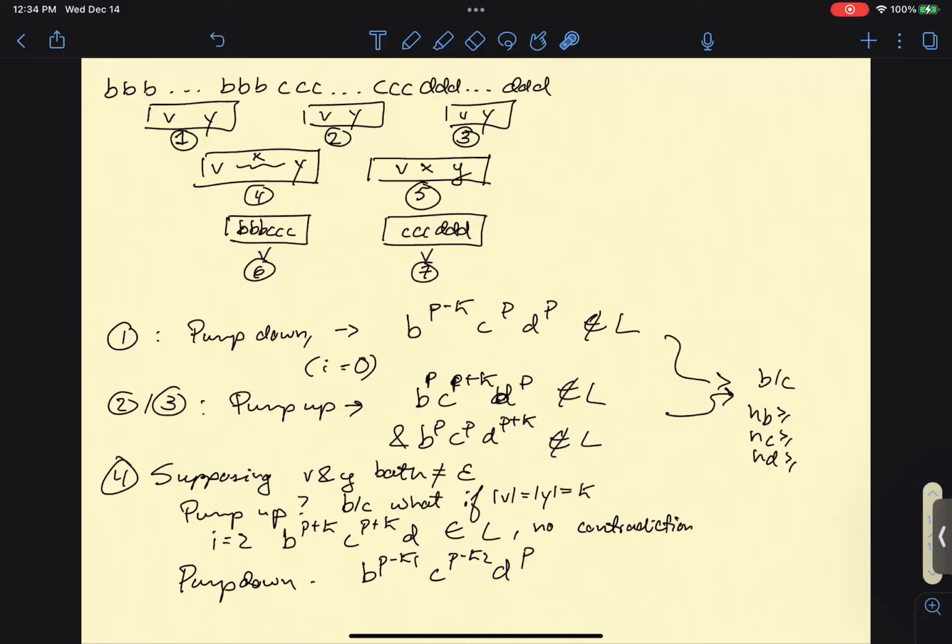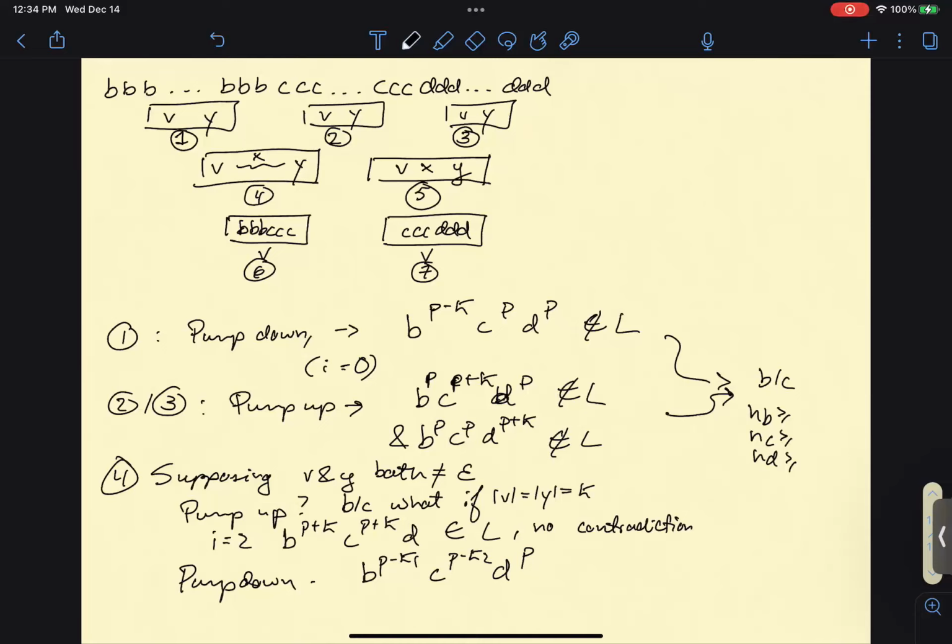Why couldn't you pump down in case 2? Yeah, you could, because then the number of C's has to be greater. Yes, that's true. That's a good point. But case 3 you could, right? Yeah. Okay, very good. So 4 is okay. So the last case is case 5.